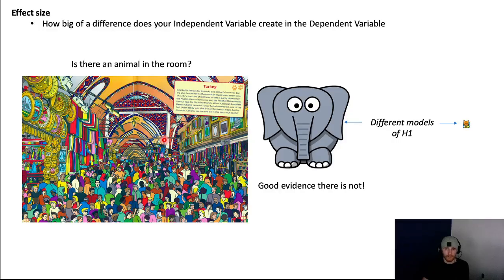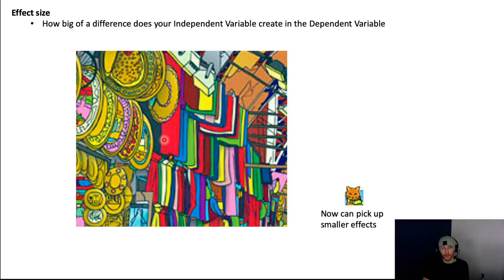So we can say there's good evidence that there is not a big elephant in this room, but we don't have very good evidence yet from looking this hard that there's not an animal this size in the room. Okay, and indeed, what we could do is recruit more participants, and what that essentially does is take away a lot of the noise. It zooms us in.